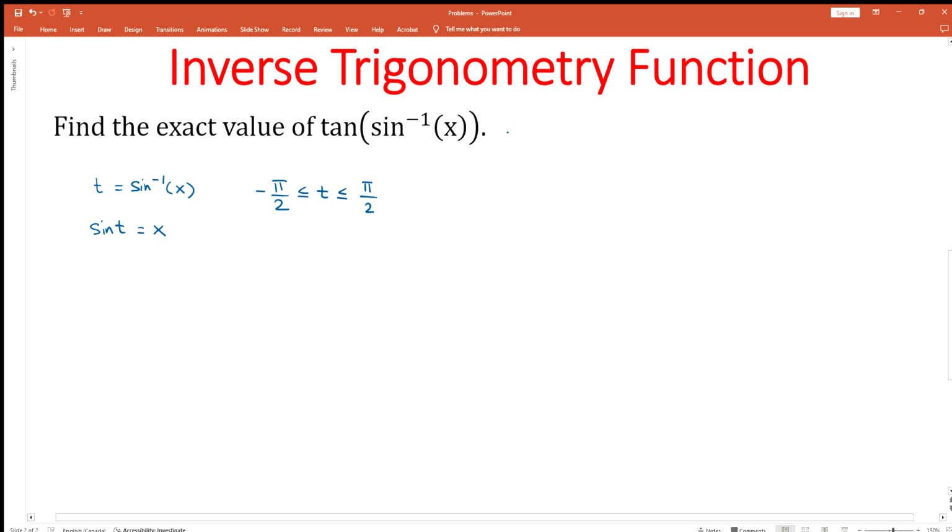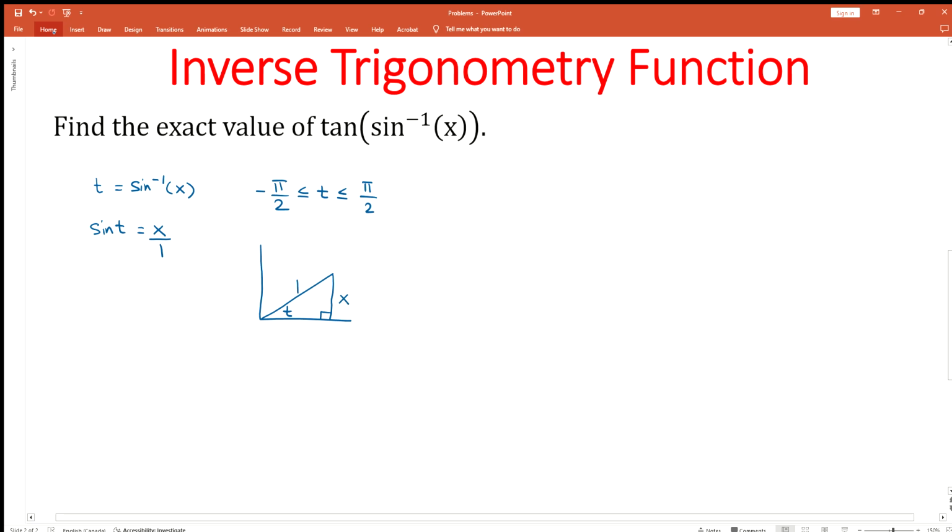So for this analysis, we can assume x is positive, so we can draw angle T in quadrant 1. This is a right angle triangle, that's angle T. We can label the side lengths in this triangle using the formula for sine ratio. The formula for sine is opposite over hypotenuse. We are given that sine of angle T is equal to x. The denominator of x is 1. That means the length of the opposite side is x and the length of the hypotenuse is 1.